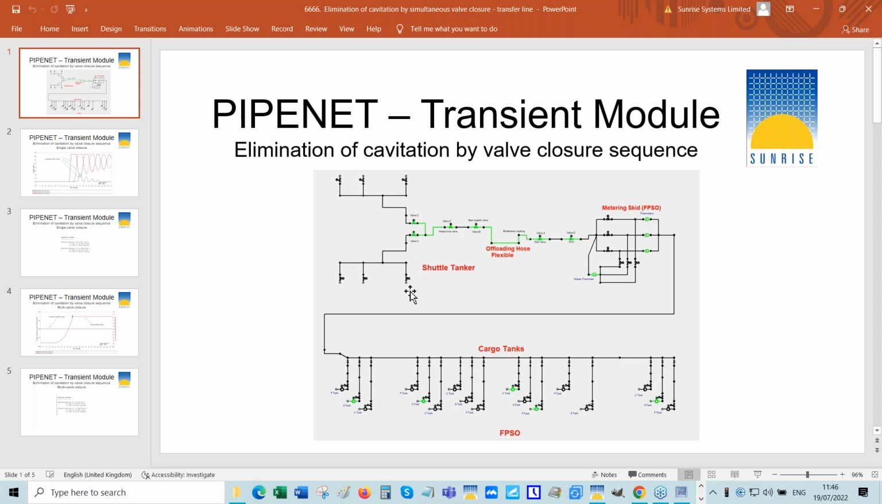And that's a shuttle tanker, and up to here is the FPSO, and that's the offloading hose, which is flexible, and the shuttle tanker starts from there. It's a very, very simple principle you can use for reducing the pressure surge, because you know that the offloading hose is a weak point in the system.